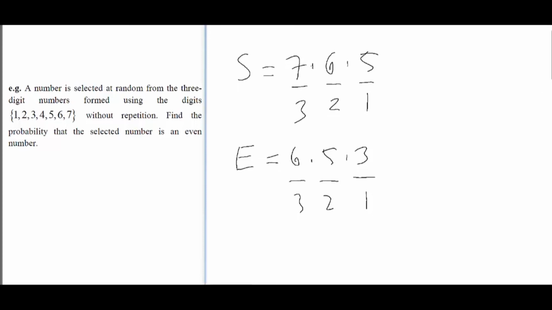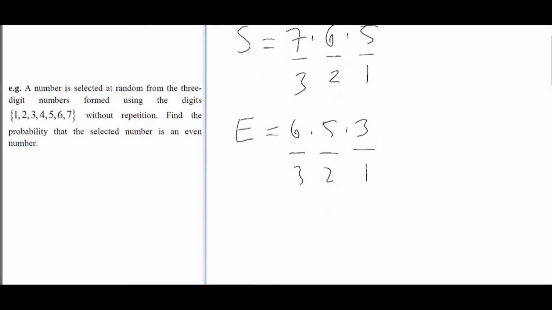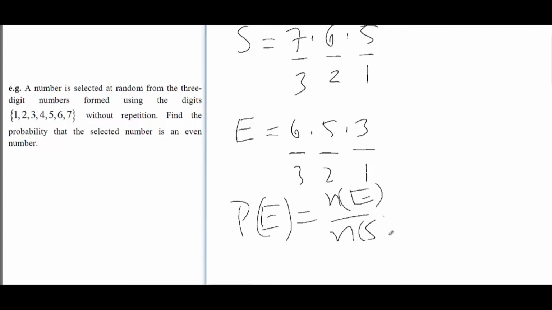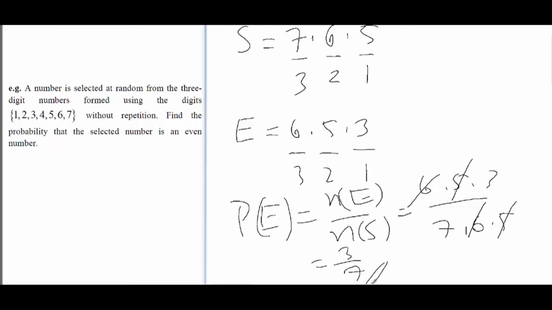So let's calculate the probability of an even number which can be formed from these 3-digit numbers. The probability of even is equal to the number of even numbers over the number of the sample space, which is 6 times 5 times 3 over 7 times 6 times 5. The 6 times 5 cancel, so what's left? 3 over 7. The probability for a 3-digit even number formed by these 7 digits is 3 over 7.